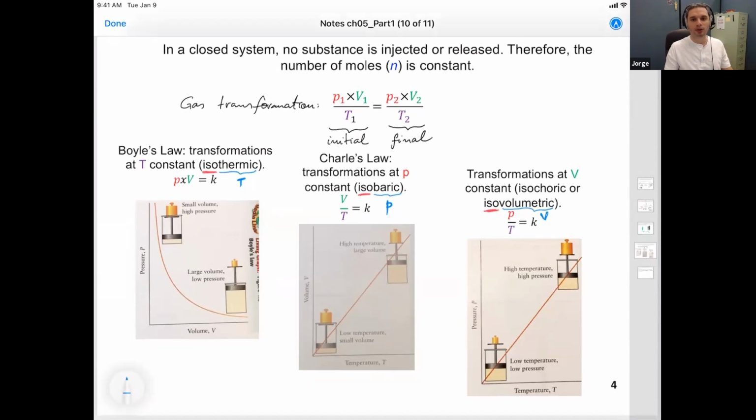Okay? So every time we are talking about a transformation in a closed system, we can use the equation that I'm showing here on the top of the slide to correlate the initial state of the gas with the final state of the gas. Transformations may happen in a special way, either keeping the temperature constant, pressure constant, or volume constant. And those are called isothermic, isobaric, and isovolumetric, respectively.